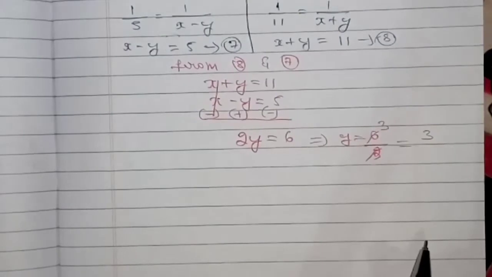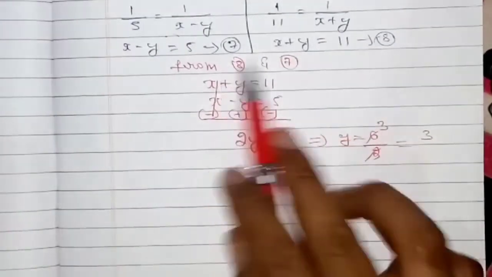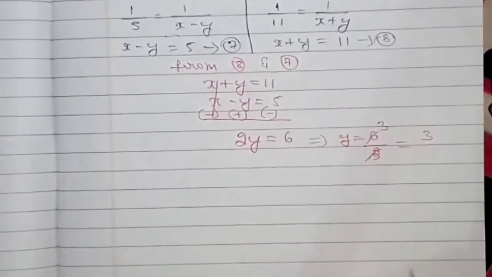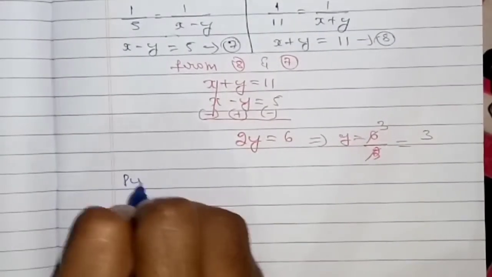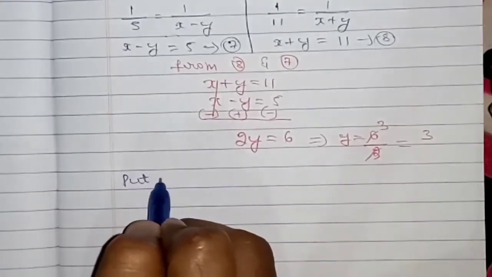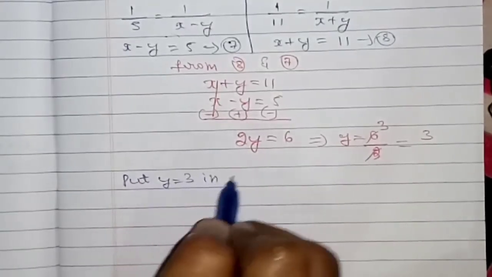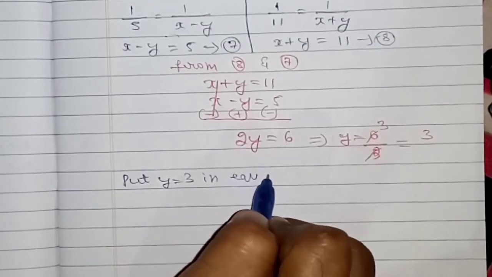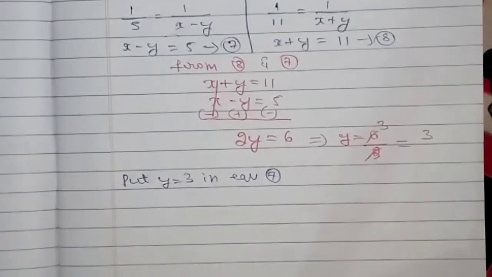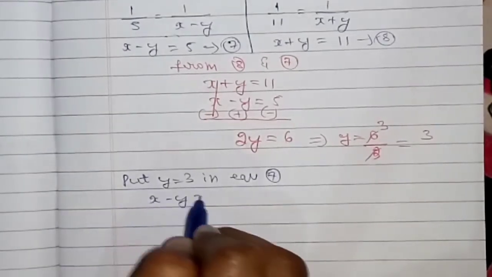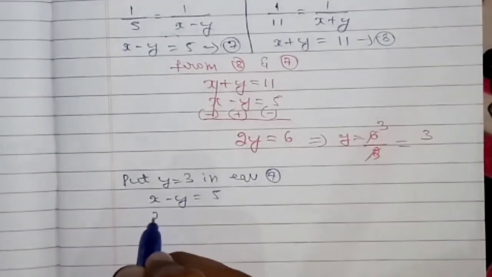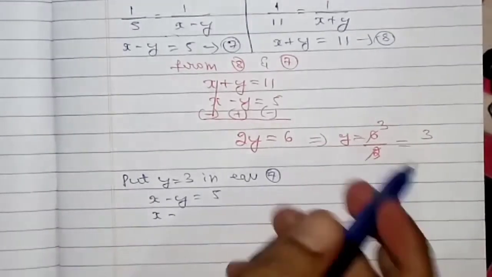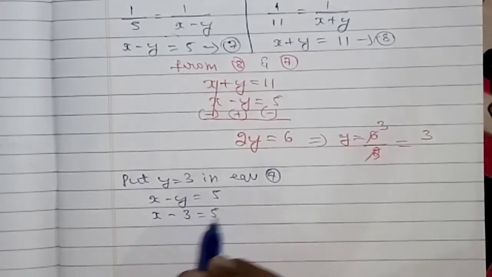Now just apply the y value in this 7 or 8 equation to get the another x value. Okay, put y is equals to 3 in equation 7. Okay, so what is the equation 7, children? Equation 7 says x minus y is equals to 5. Okay, now just apply the value. X minus, what is the y value? Y value is 3 is equals to 5, right?